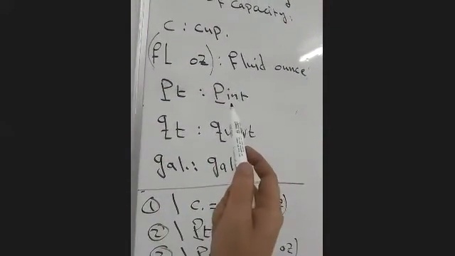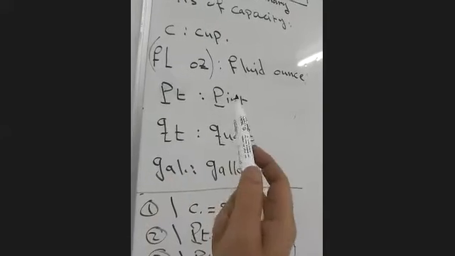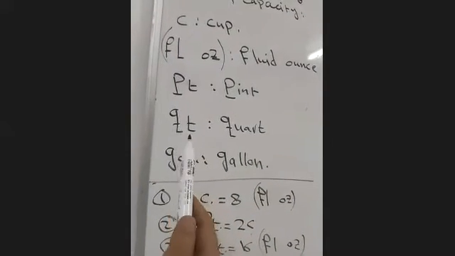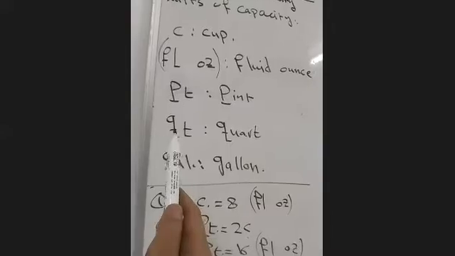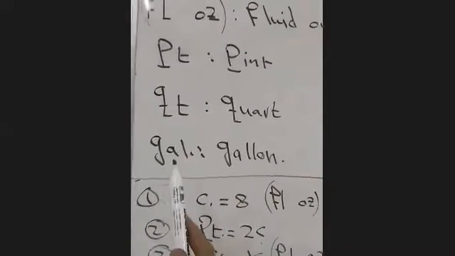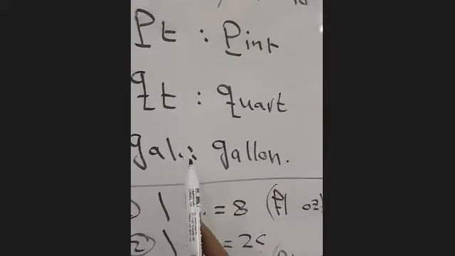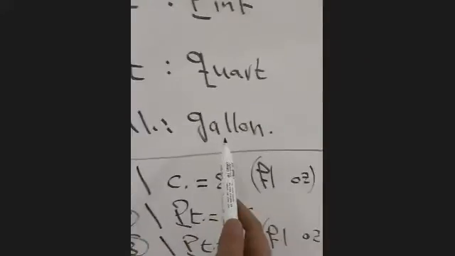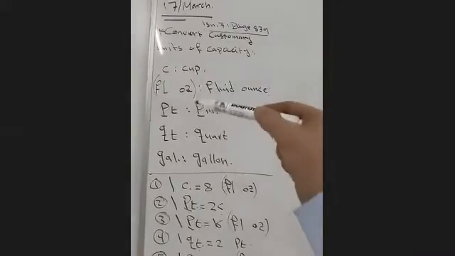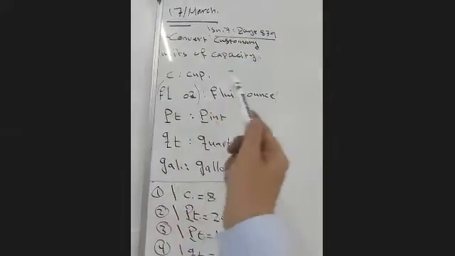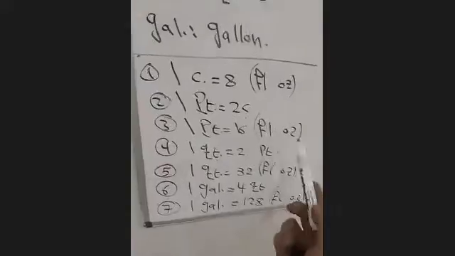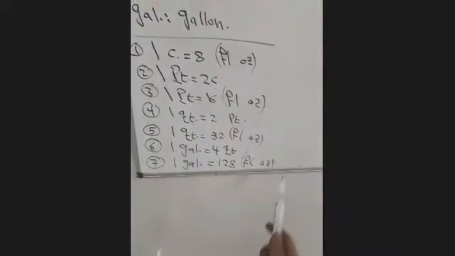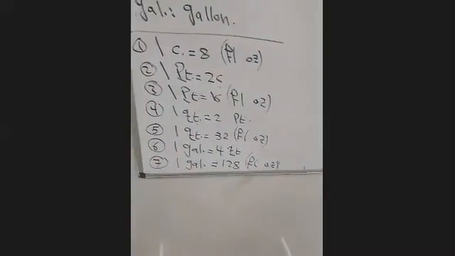PT means pint. QT means quart. GAL means gallon. So we have 1, 2, 3, 4, 5 units. We call them customary units of capacity. Now, what are the formulas which we need to use for today? These are the formulas which we need to use today, and they are written in your book here, guys, in the key concept. See them?